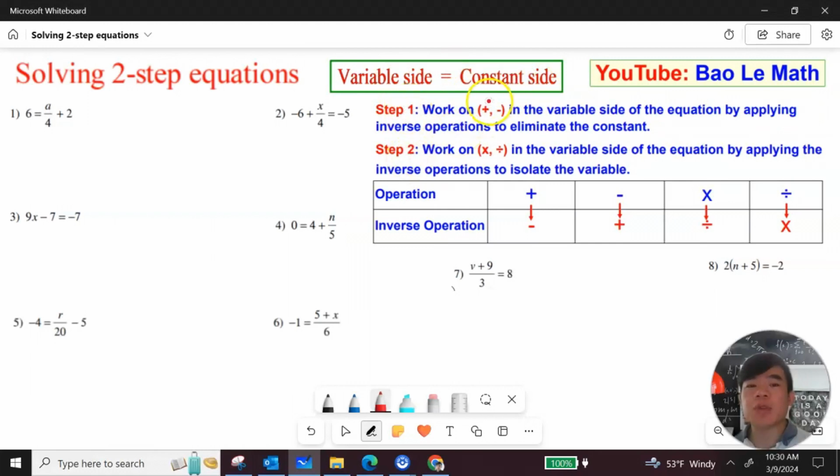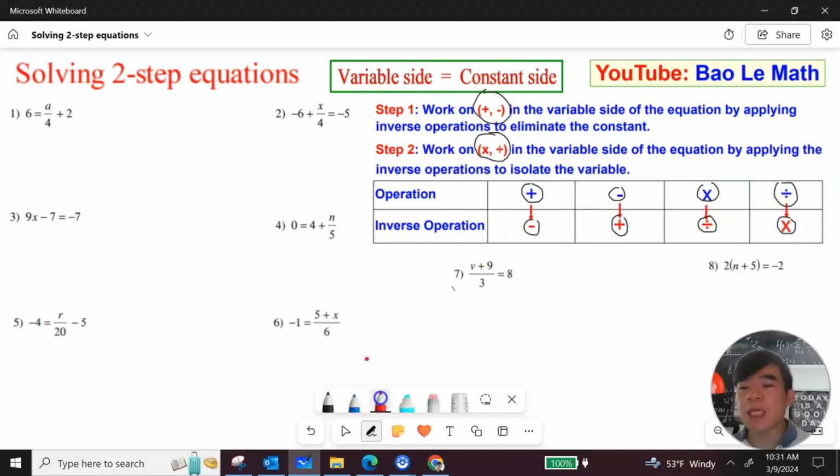Step number one, you need to work on addition and subtraction first. And then you work on multiplication and division. Now, here's the table of operations. If you see addition, the inverse of addition is subtraction. Subtraction turns out to be addition. Multiplication turns out to be division. And division turns out to be multiplication.